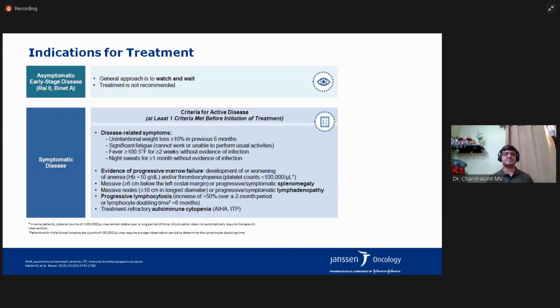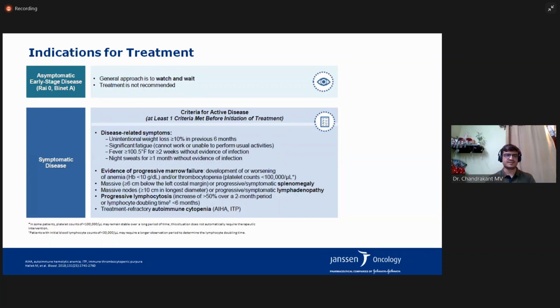Number one, any B symptoms: unintentional weight loss of more than 10% in the previous 6 months, significant fatigue where the patient cannot even perform activities of daily living, and fever of more than 100.5 degrees Fahrenheit for at least 2 weeks without any evidence of infection, night sweats for more than 1 month without evidence of infection. So we must always rule out infection. So when the patient has symptoms, it becomes an indication to treat.